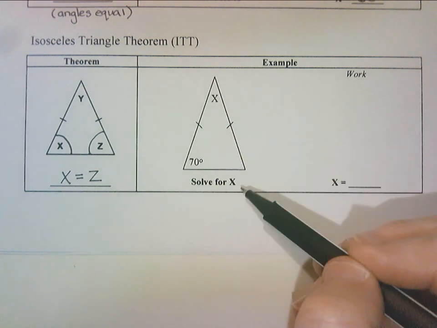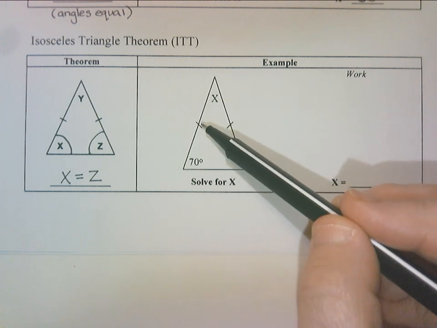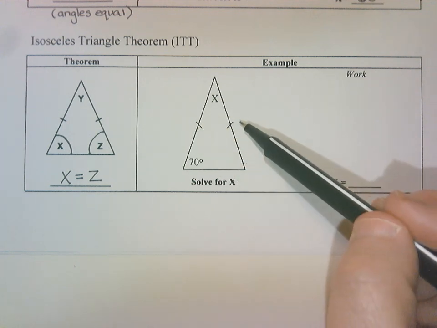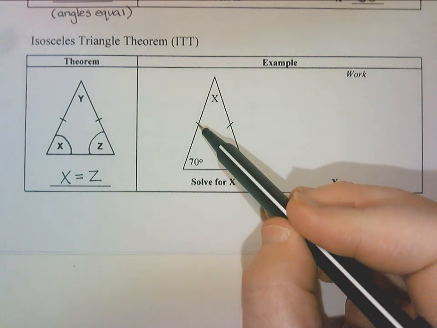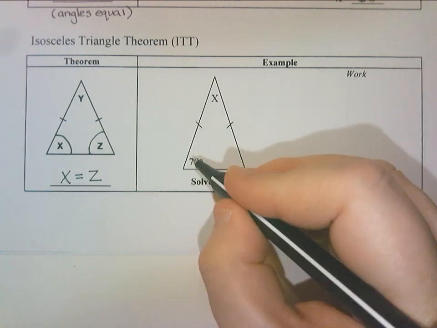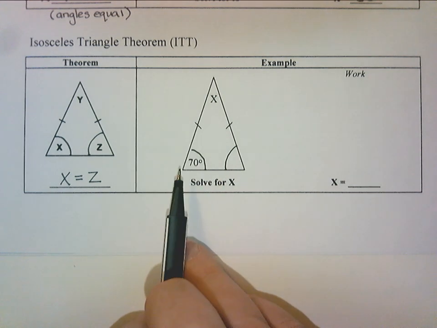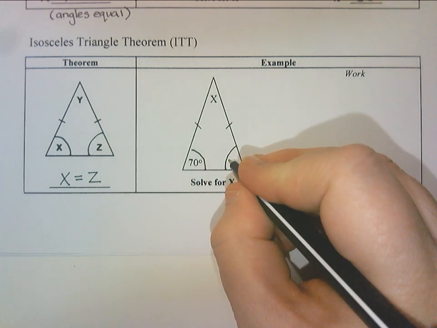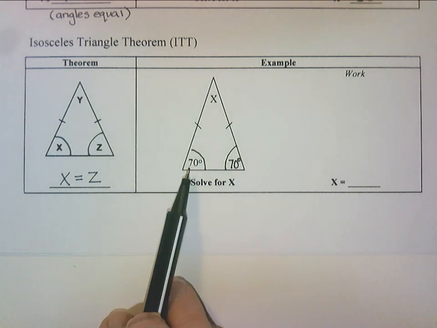So I have a triangle here. We have an angle of X and an angle of 70 degrees. I also notice that two of the sides have a tick mark on them, showing that those are the same length. So since these two sides are the same length, where those two sides meet that third side are also going to be the same size. So if this angle here is 70 degrees, this angle here is also 70 degrees because of the isosceles triangle theorem, or ITT. So ITT tells me these two angles are the same.